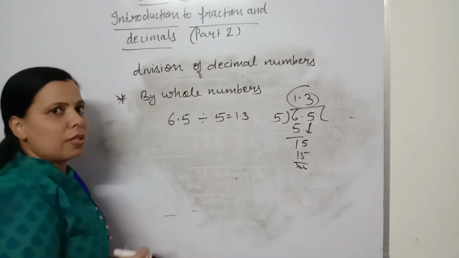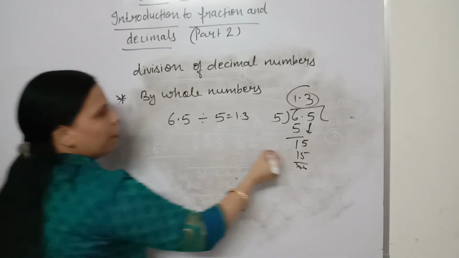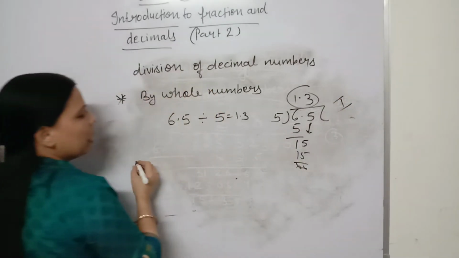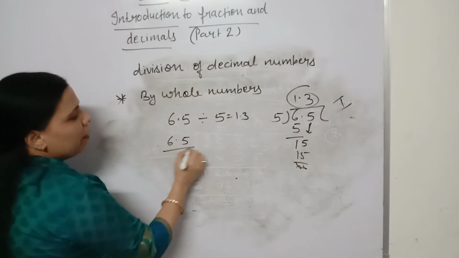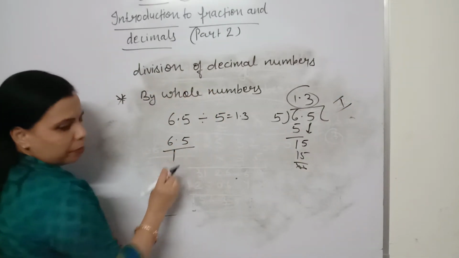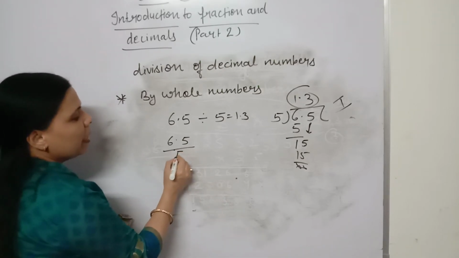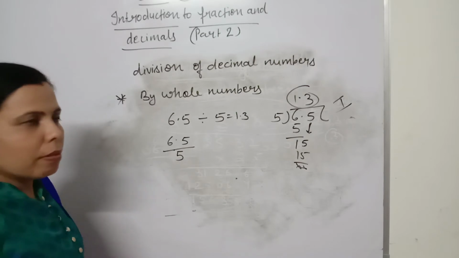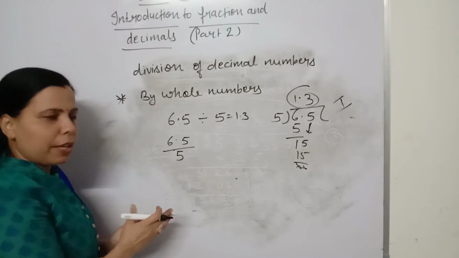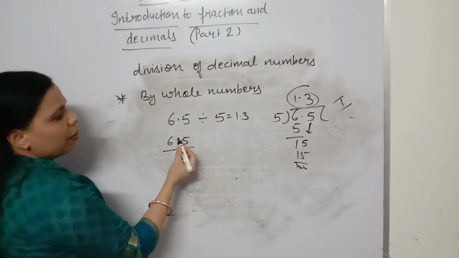You now do this same question in this method. Now this was the first method. Second method is 6.5 divided by 5. Now look at here very carefully and understand the procedure.